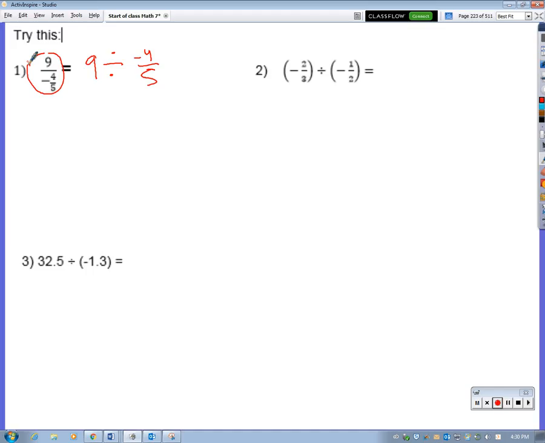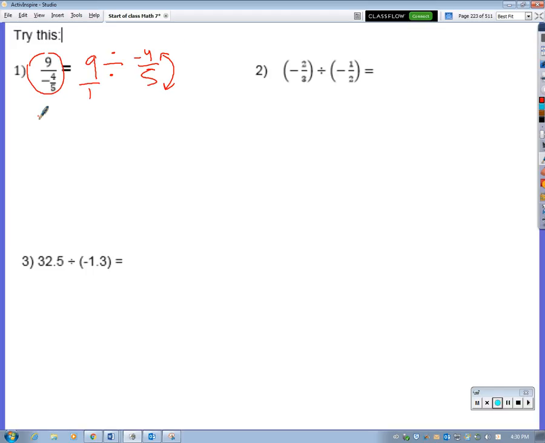So now, how are we going to work with 9 divided by negative 4/5? Well, we got a whole number, so the first thing we're going to do is turn that into a fraction. How do we do that? We divide by 1. Okay, so it's 9 over 1. Alright, next thing, we need to flip this thing. So we're going to take our second fraction, we're going to flip it upside down.